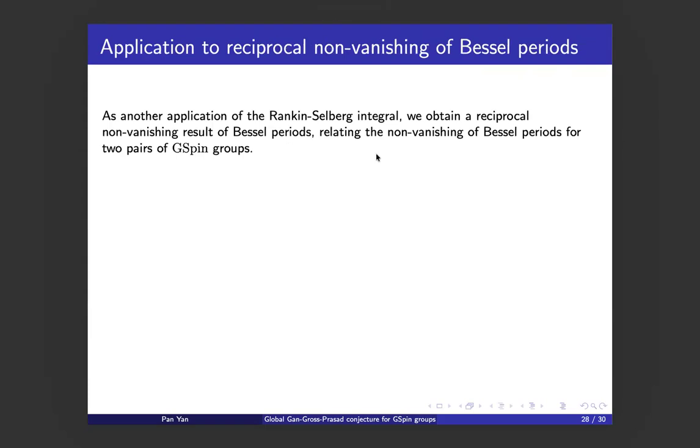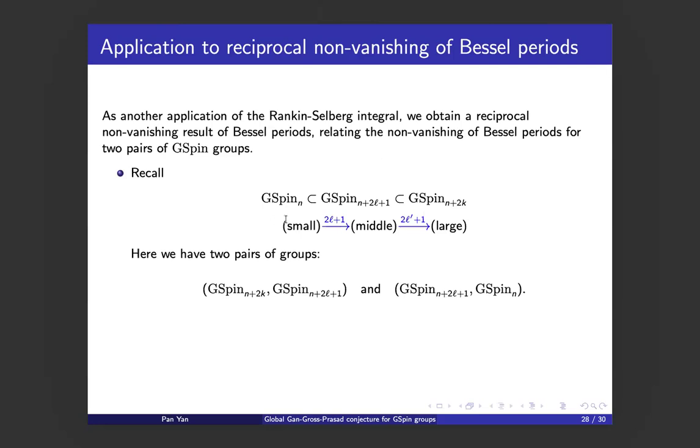As another application of the Rankin-Selberg integral, we obtain a reciprocal non-vanishing result of Bessel periods. This is a result that relates the non-vanishing of Bessel periods for two pairs of GSpin groups. Recall that we have the small, middle, and large GSpin groups. Here we actually have two pairs of GSpin groups, the large one and the middle one.